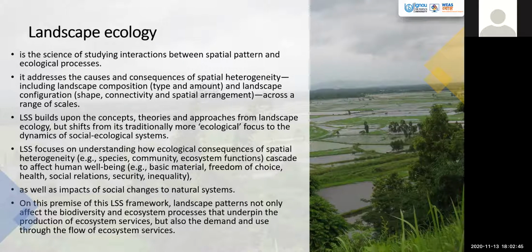Here, when we talk about landscape sustainability science, we have to look not only from the point of ecological focus but at the dynamics of social-ecological systems. So LSS focuses on understanding how ecological consequences of spatial heterogeneity, that is your species, community, ecosystem function, cascade to affect human well-being and vice versa, as well as the impact of social change on natural systems and change of natural systems on social systems. So that needs to be understood.